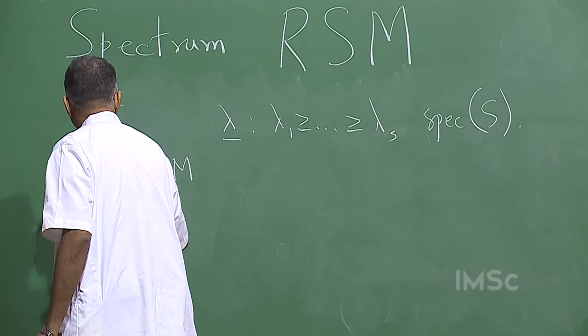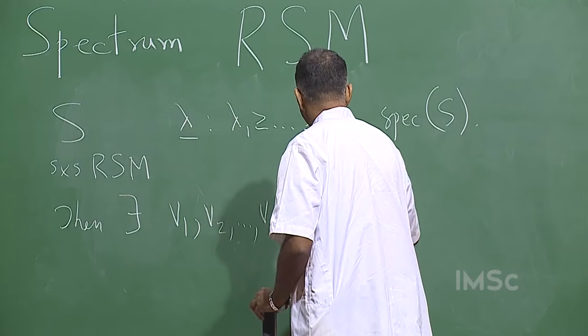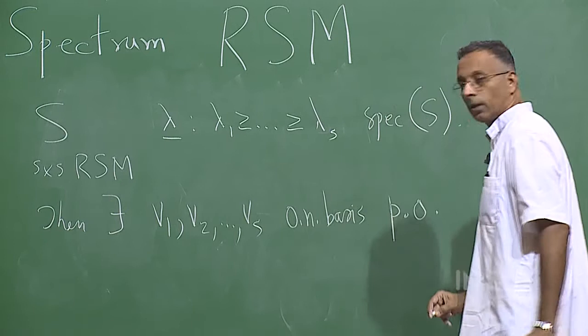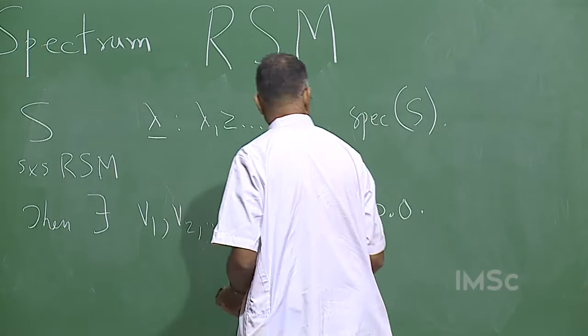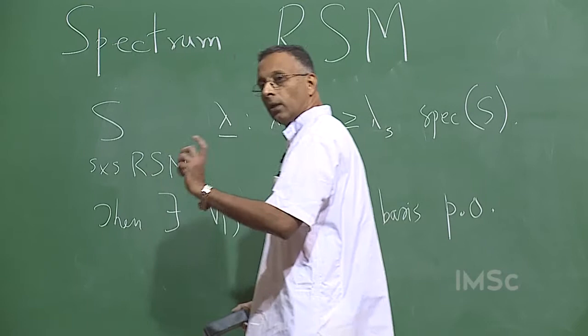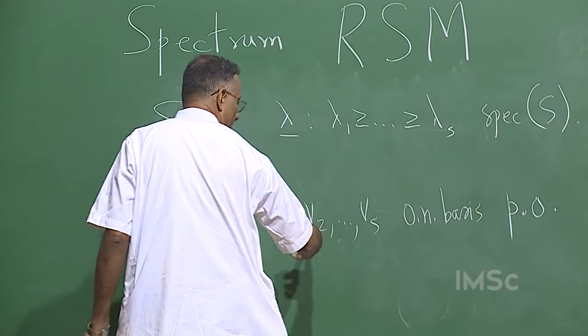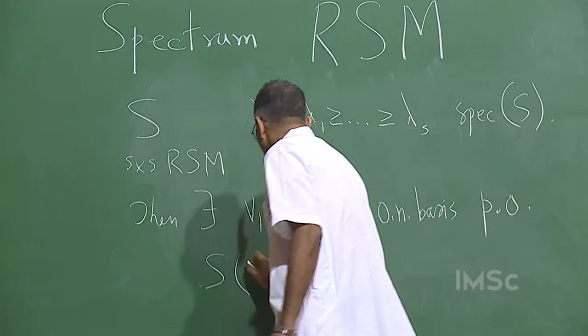Then there exists V1, V2, up to Vs, an orthonormal basis, positively oriented, meaning if I take the determinant of the matrix with V1 as first column, V2 as the second column, and Vs as the last column, that s by s matrix has determinant 1. We'll see in a minute that if you have an orthonormal basis, that determinant has to be plus or minus 1, because that determinant is volume. That immediately tells you that, but we'll review it in a minute. Such that S of V1 is lambda 1 V1, so this is an eigenvector for value lambda 1, and so on until Vs is an eigenvector for value lambda s. I'll write it in matrix terms as this equation.